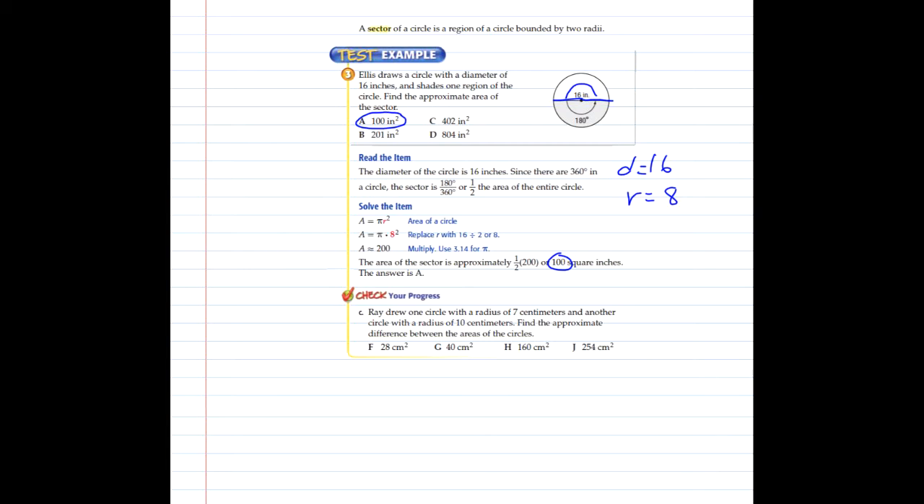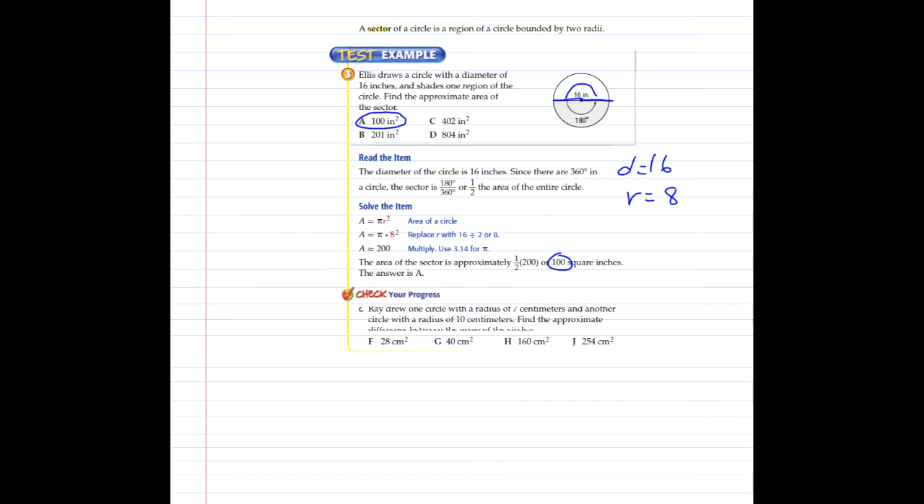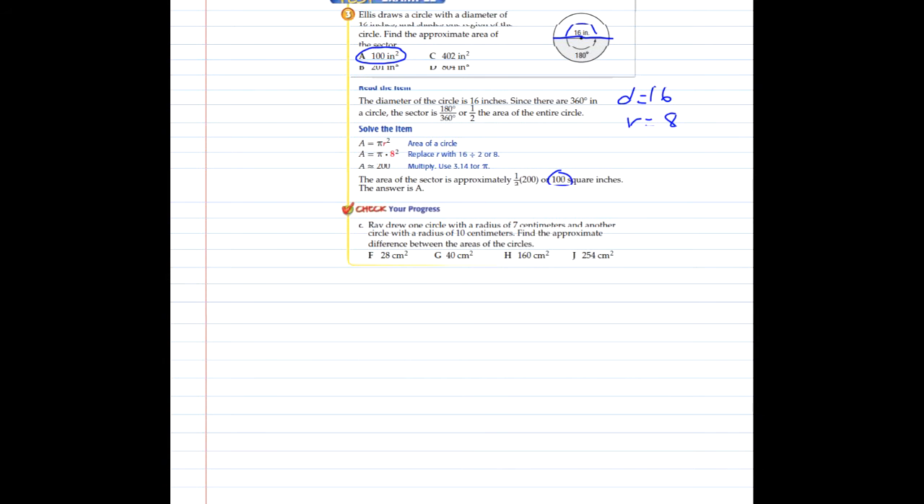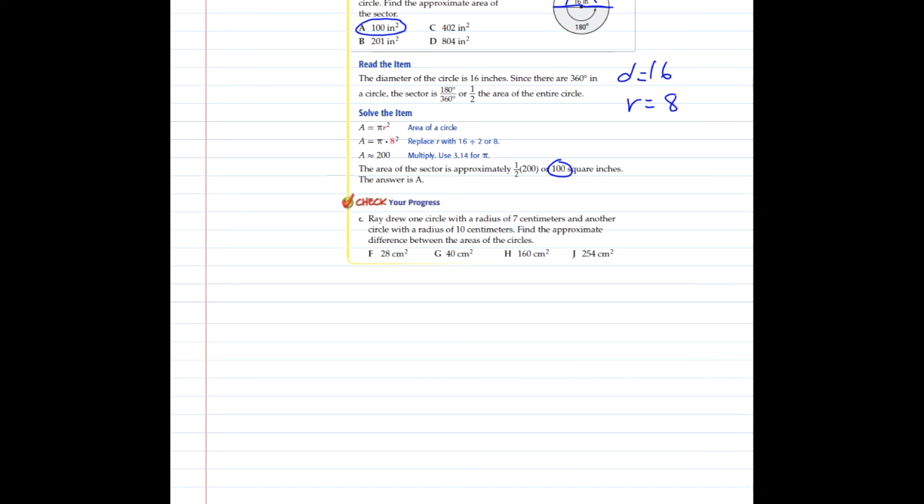Check your progress. Ray drew one circle with a radius of 7 centimeters and another circle with a radius of 10 centimeters. Find the approximate difference between the area of the circles. Well, area equals pi r squared. In the first one, I'm going to use 7 centimeters for my radius, so it's pi times 7 squared, which gives me an area for the first circle of, let's see, 7 squared is 49. Because they're asking me for an approximate difference here, I'm going to round that 49 to 50, so pi times 50. I'm going to use 3 for pi. It's actually 3.14 approximately. So 3 times 50 is 150.